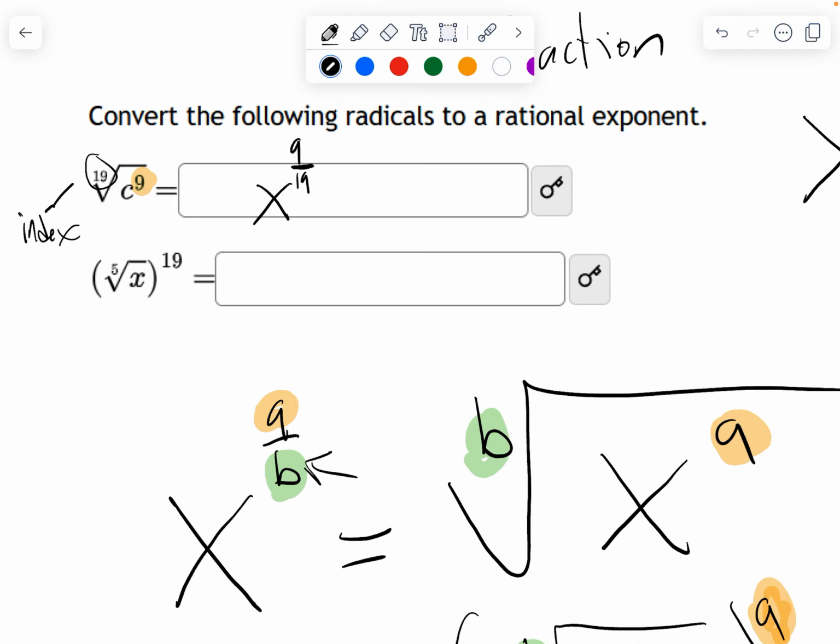Here, our index is 5, so then I have 5 in the denominator. 19 is the power of my radical, which means 19 is the power, or the numerator, in my exponent. Oh, not an x there, that is a c.